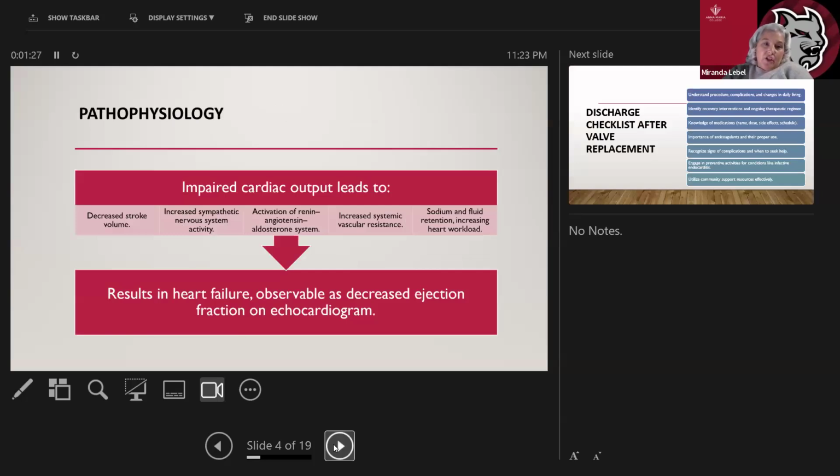So, with the pathophysiology, we have impaired cardiac output leading to decreased stroke volume, increased sympathetic nervous system activity, activation of the renin-angiotensin-aldosterone system, increased systemic vascular resistance, and sodium and fluid retention, increasing heart workload. That's all going to result in heart failure, observable as decreased ejection fraction on echocardiogram.